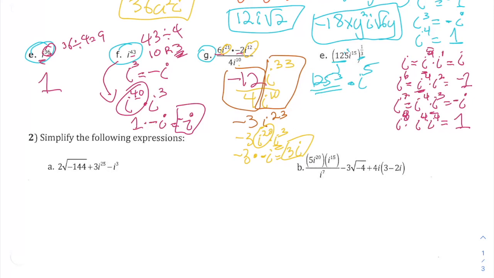Now 125 to the 1/3 power is the same thing as taking the cube root of 125, so this is just 5. And i to the 5th power, well, we have our little chart here, but even so, that's i to the 4th times i, so this is just 5i.